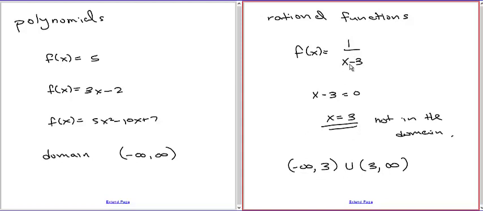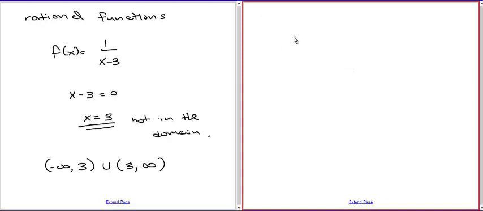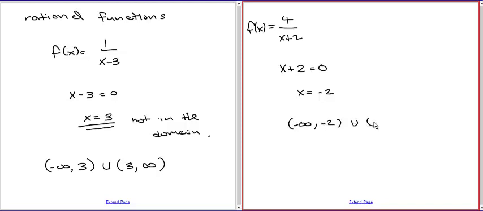So if this was x plus 2, if I had 4 over x plus 2 as my function, then I would say, okay, what value of x makes x plus 2 equals 0? So you get x equals negative 2. So the domain would be negative infinity to negative 2 union with negative 2 to positive infinity.